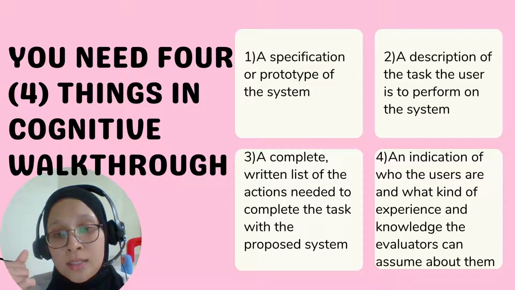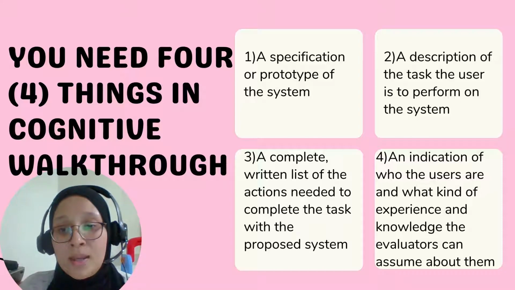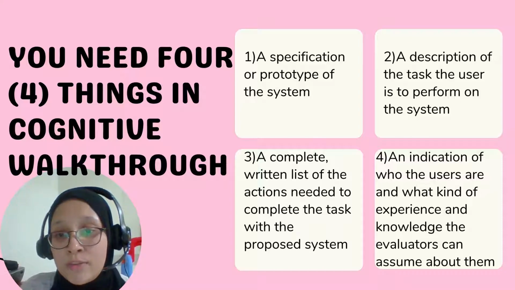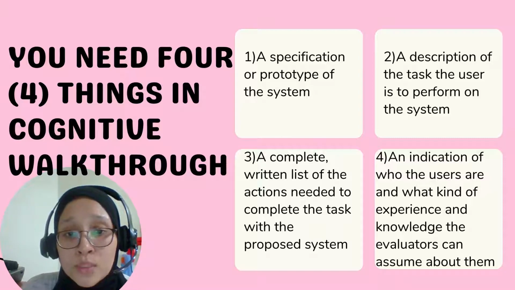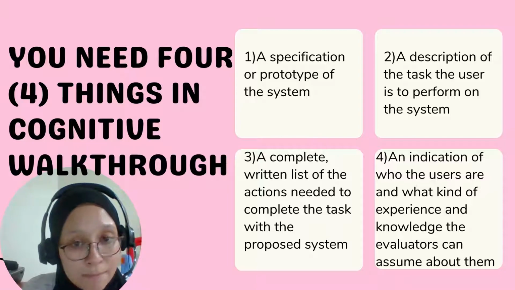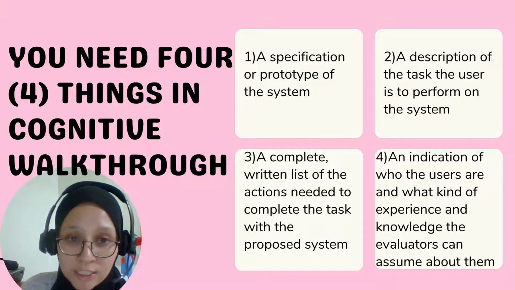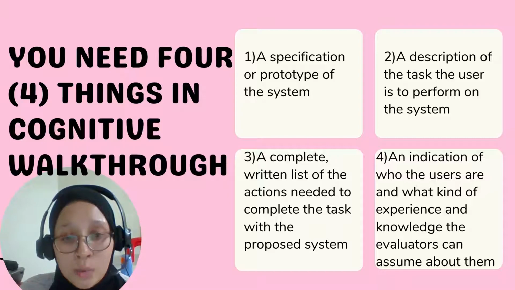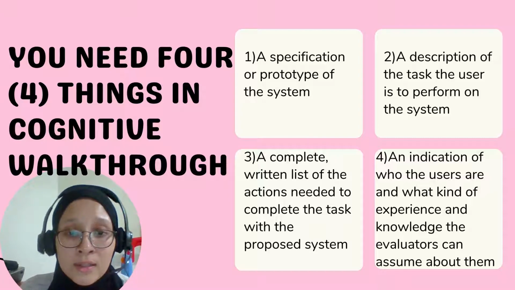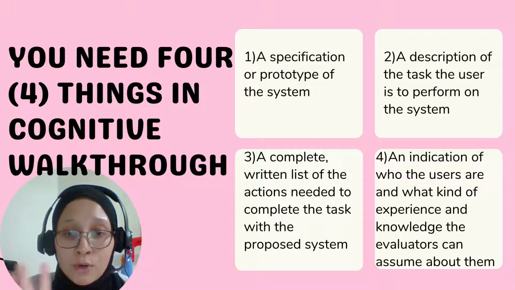Okay, and the last thing that you need for a cognitive walkthrough is an indication of who the users are and what kind of experience and knowledge the evaluator can assume about them. So you need to specify who the users of your system are. As an example, SPMP, the users of the system are the lecturer and student. So the evaluator can expect the student's level of knowledge is up to where and the lecturer's level of knowledge up to where, so they know what to expect. So these are the 4 things that you need for a cognitive walkthrough.